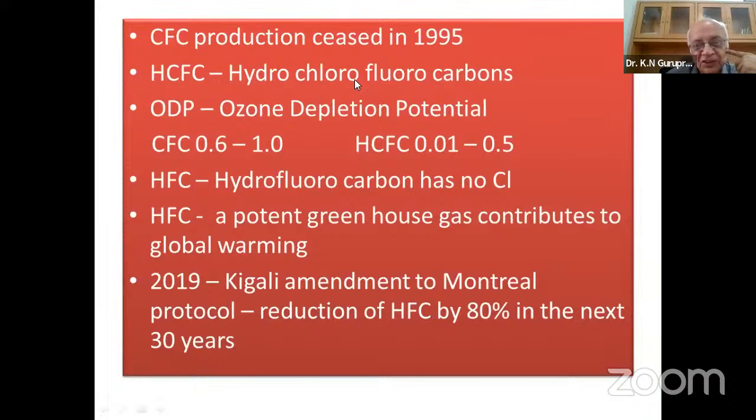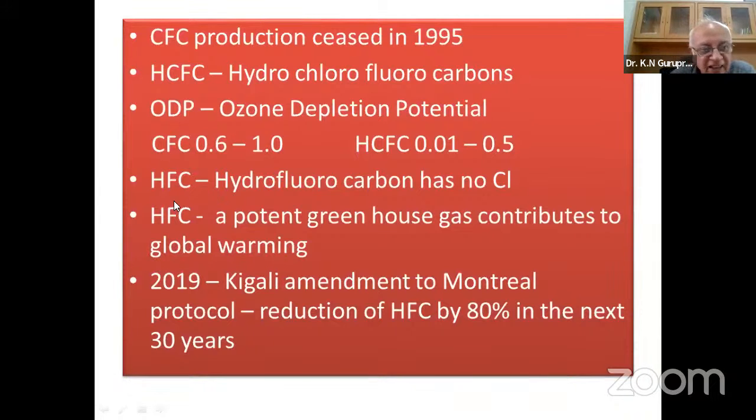So this production was ceased in 1995, and it was replaced by another compound called HCFC, because compared to CFC, this HCFC had less potential to destroy ozone. This had a potential of 0.6 to 1.0, whereas the other gas has 0.01 to 0.5. That means nowadays the refrigerators which we use have a different gas.